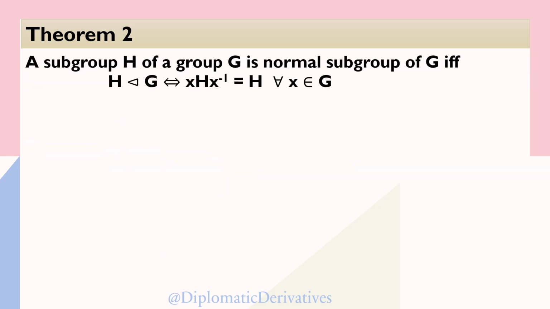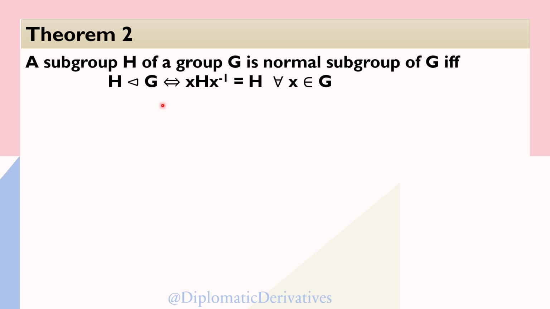Simple. Next: a subgroup H of a group G is a normal subgroup of G if and only if, that is, you will be doing the converse as well, X H X inverse is equal to H. This is one part of one of the past papers as well. So we will see how we solve this.